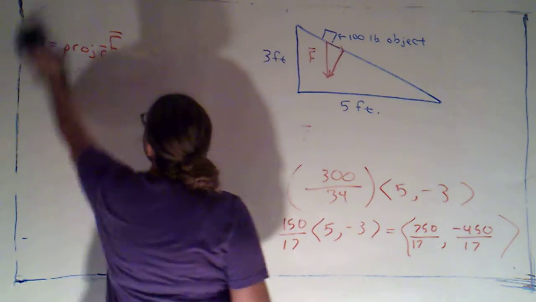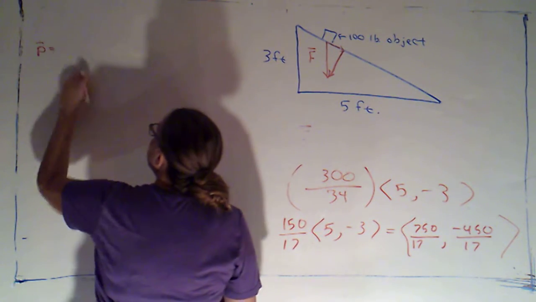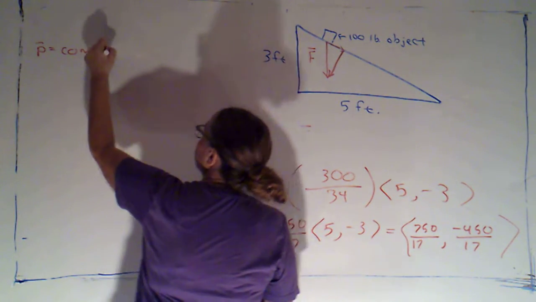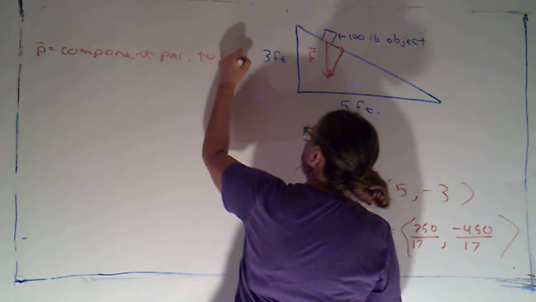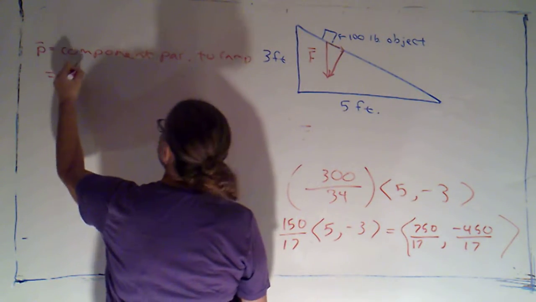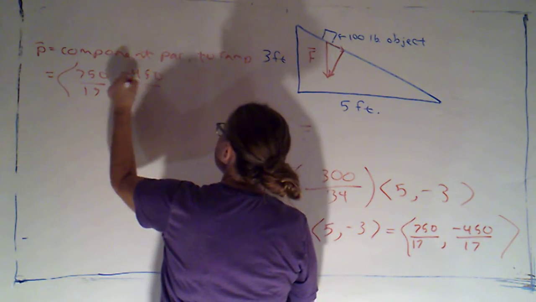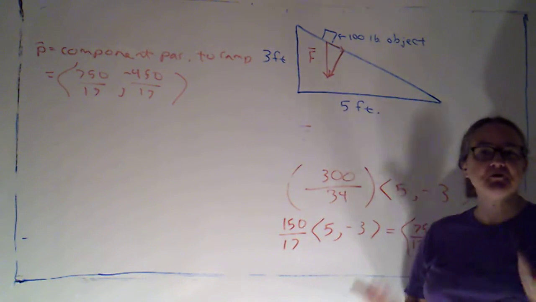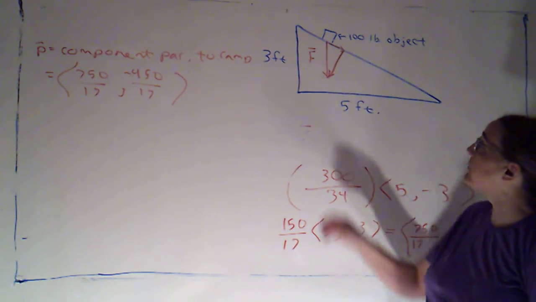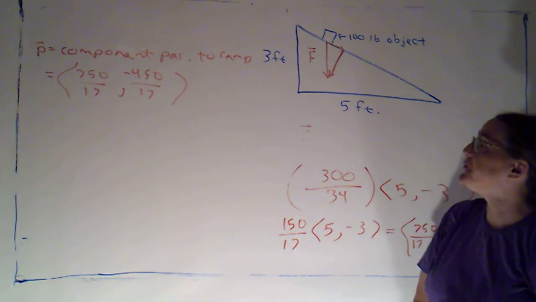All right, so I can say that P is the component parallel to the ramp. And we've just calculated that. That's our 750 seventeenths, comma, negative 450 seventeenths. And this is a force vector, so the units for it would be pounds because that was the unit of weight or the unit for the force of gravity that we were using.